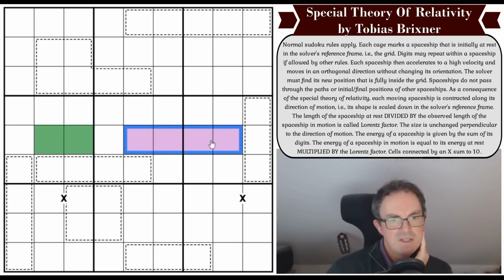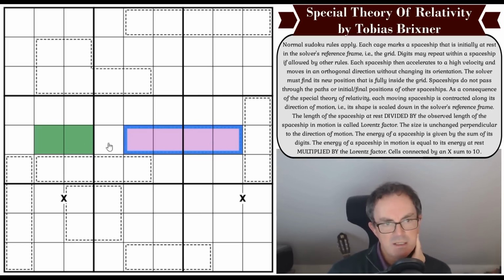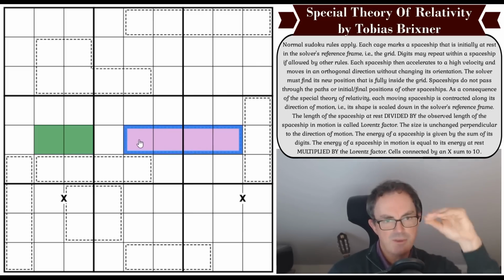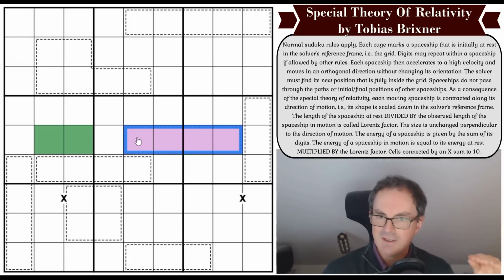Right. Okay. So what that means is if the spaceship is zooming right to left, its vertical size is not changed. I think that's what that means. So it doesn't get thinner from my perspective.